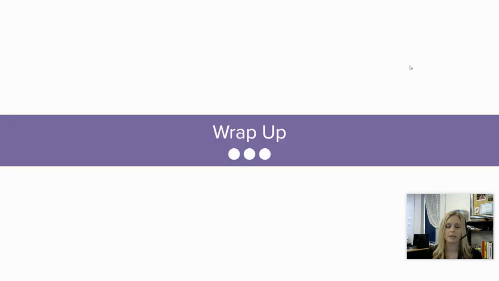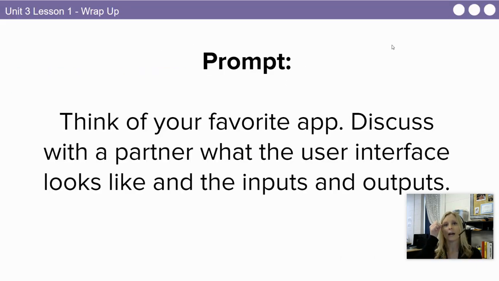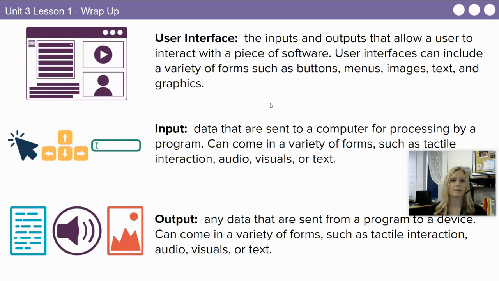So, the last thing I want you to think about is think about your favorite app and think about what the user interface looks like and what are the inputs and outputs of your favorite app. And finally, here are some definitions of those terms. User interface is the inputs and outputs that allow a user to interact with a piece of software. User interfaces can include a variety of forms such as buttons, menus, images, text, and graphics. By the way, there are user interfaces on every website we look at, pieces of software, apps, everything.